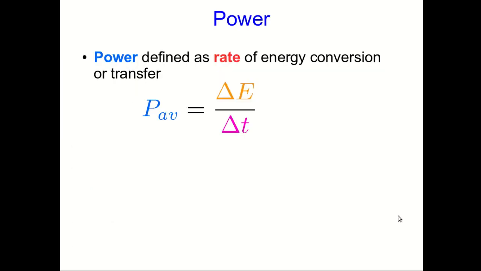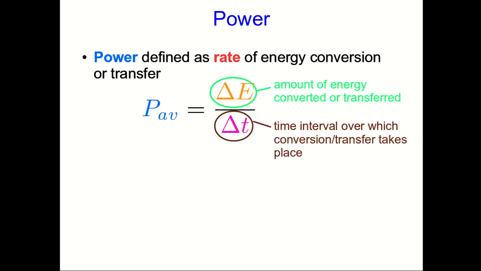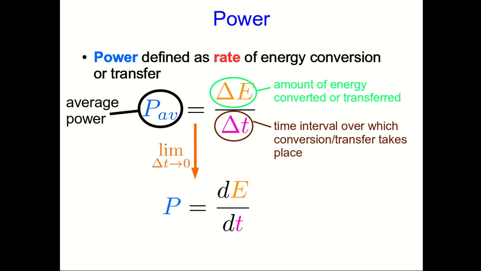The last thing I'm going to do in this unit is power. Power is defined as the rate of energy conversion or transfer, and so this delta E here is an amount of energy that is either converted or transferred. Power often has a somewhat vague meaning because that delta E can mean any of several things. That delta T, of course, is the time interval over which the conversion or transfer takes place. Because this is over a finite amount of time, delta T, this is then an average power. If we want an instantaneous power, then as usual, we'll need to take a limit as the time interval goes to 0.